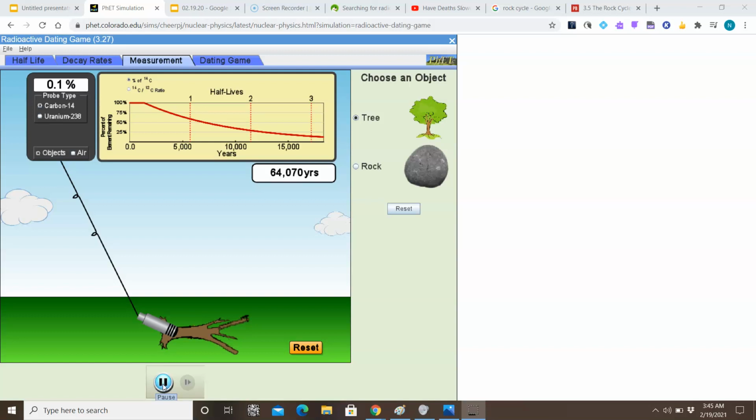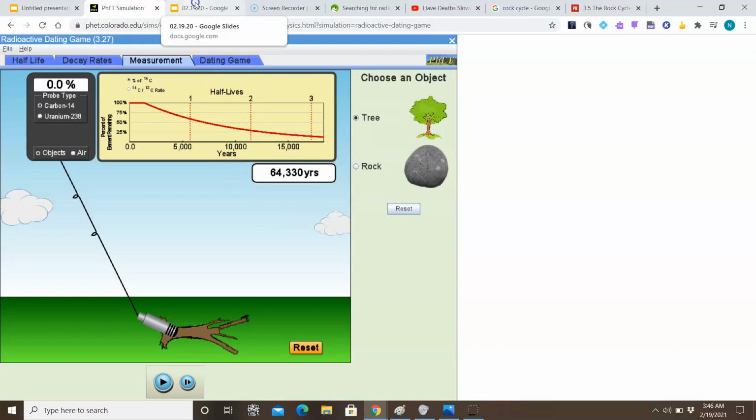As soon as it hits 0, I will press pause. Oh, here we go. Okay, so this is as long as it's taken for all of the carbon-14 isotopes to decay in the tree. Again, do you think this takes a long amount of time or a short amount of time?